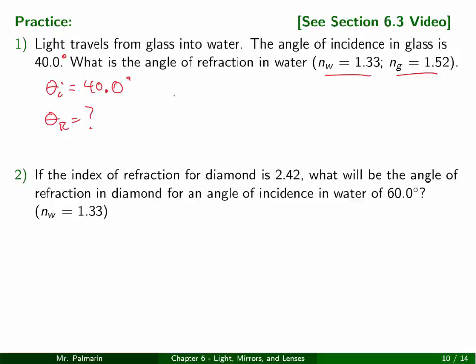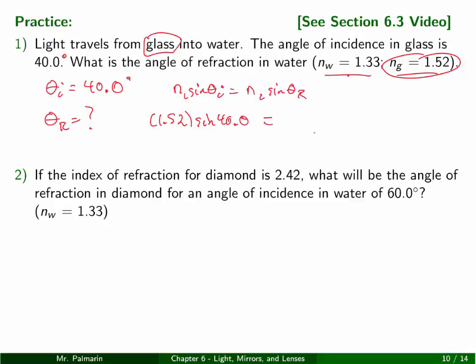Looking for this. So the formula is the following: n1 sine theta i equals n2 sine theta r. Now you have to pair up which of these n's will go with i. So which one's the incident? Where does the ray start? It travels from glass, so it's starting with this one. So you have 1.52 times sine of 40 equal to 1.33 times sine of theta r.